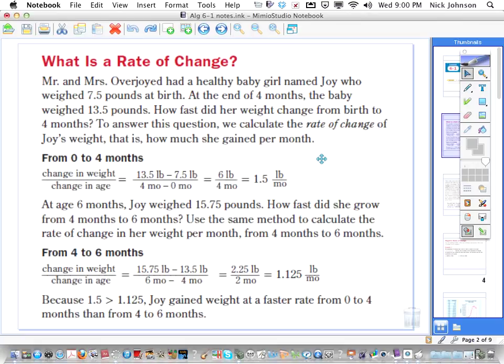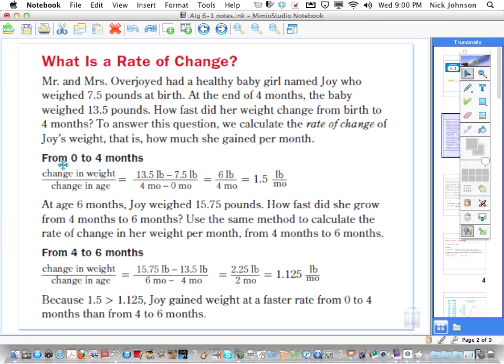An example here, they have, what is rate of change? Mr. and Mrs. Overjoyed had a healthy baby girl named Joy, who weighed 7.5 pounds at birth. At the end of 4 months, the baby weighed 13.5 pounds. How fast did her weight change from the birth to 4 months? To answer this question, we calculate the rate of change of Joy's weight. That is how much she gained per month.